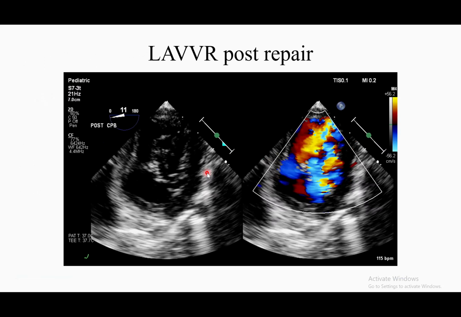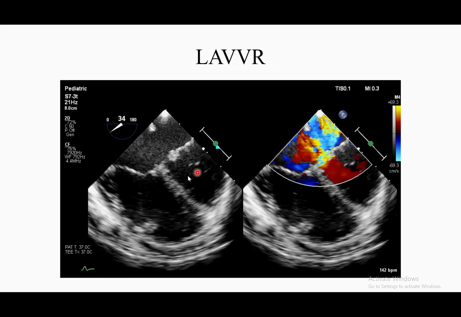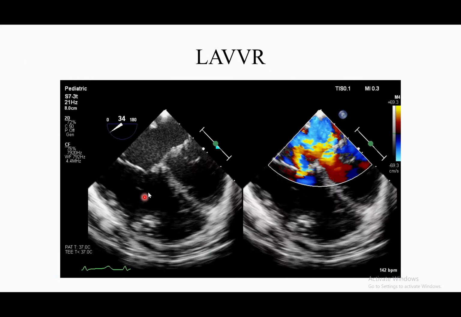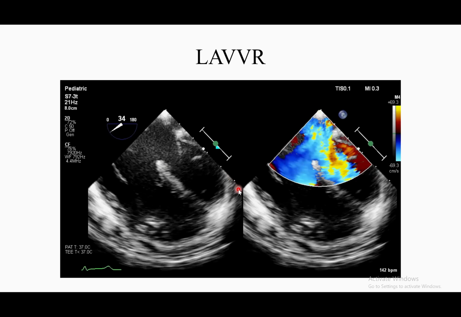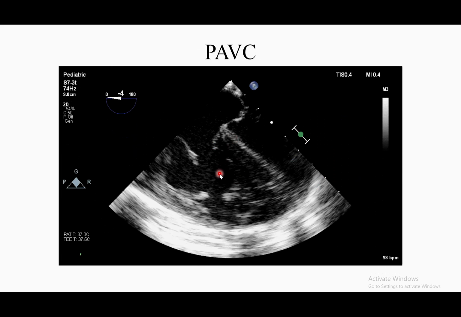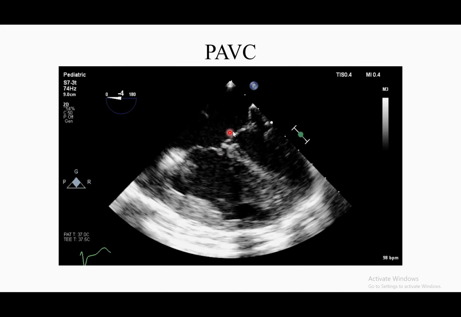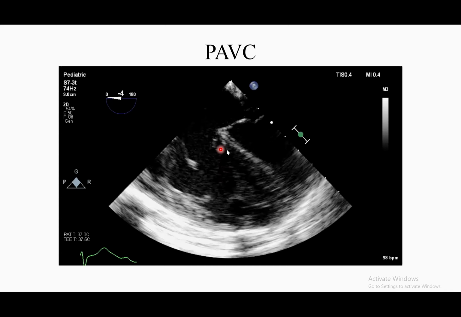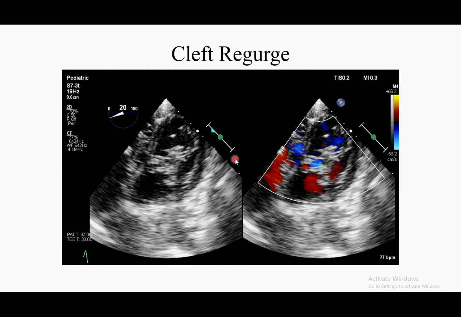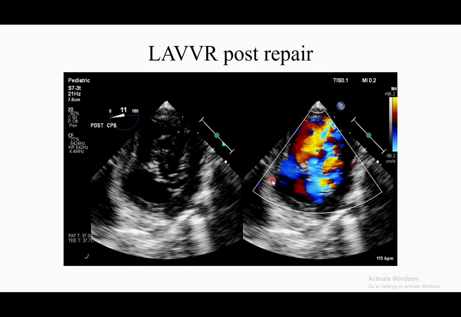I can show you in one of the images, this is an AV canal. So the mitral and tricuspid are at the same level. So this is a primum AV canal. Mitral and tricuspid are at the same level. There is no apical displacement of the tricuspid valve. Okay, now we'll go back.